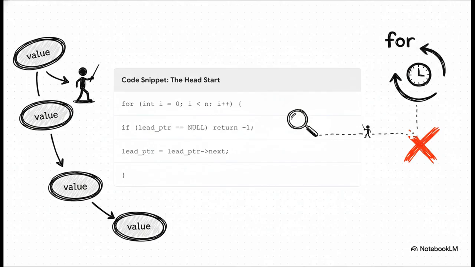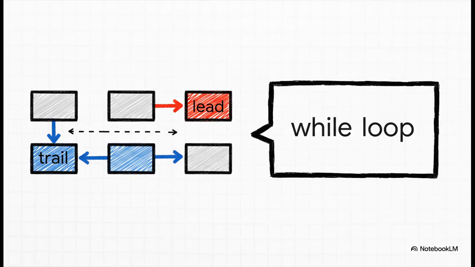We also have a little safety check, just in case the list is actually shorter than n. If we fall off the end while we're trying to set the gap, we know something's wrong and we just return an error. All right, head start is done.